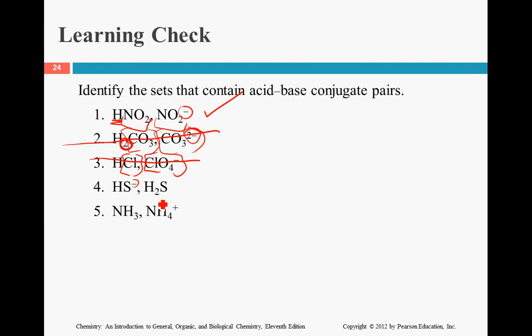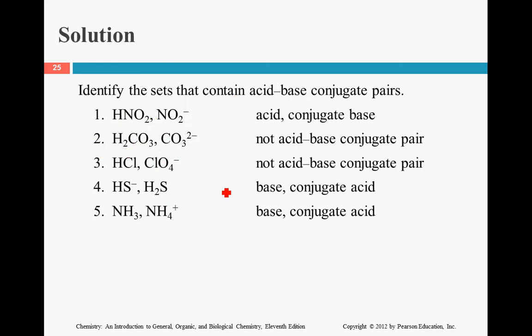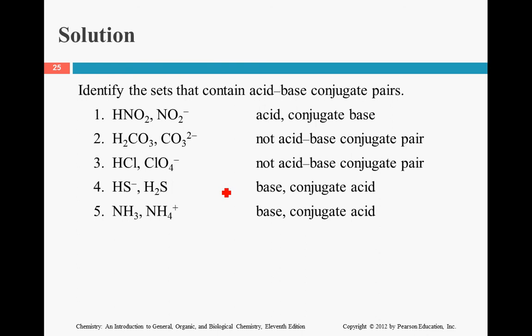HS with a negative. H2S with a 0. That works. -2, -1. It only removed 1 hydrogen. That works. NH3 goes to NH4. You added just 1 hydrogen, and the charges work out. So 1, 4, and 5 are acid-base conjugate pairs. And that's the end of how to identify acids and bases.